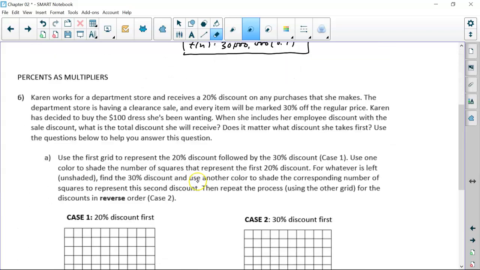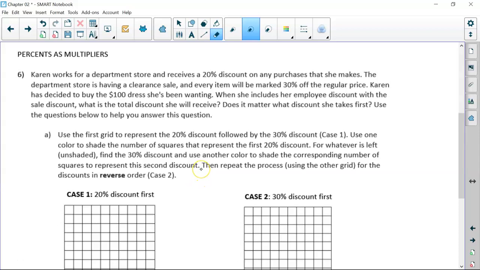Last one, percentage multipliers. I kind of like this question. Karen works for a department store and receives a 20% discount on any purchase. They're also having a clearance sale with everything marked 30% off the regular price. She's going to buy $100 of dresses that she's wanted, and it includes her employee discount with the sale discount. What is the total discount she will receive? Does it matter which discount she takes first?